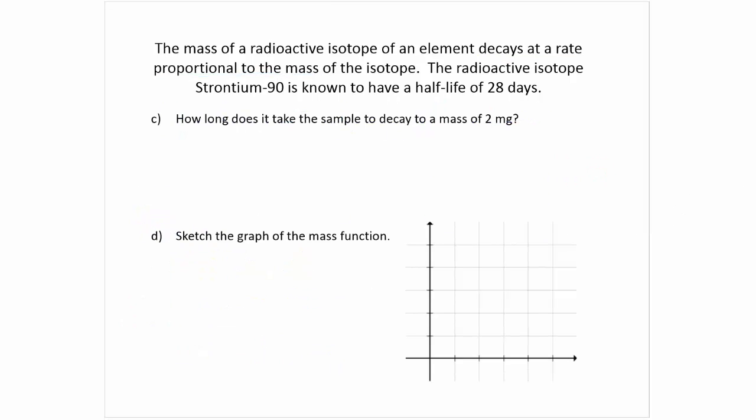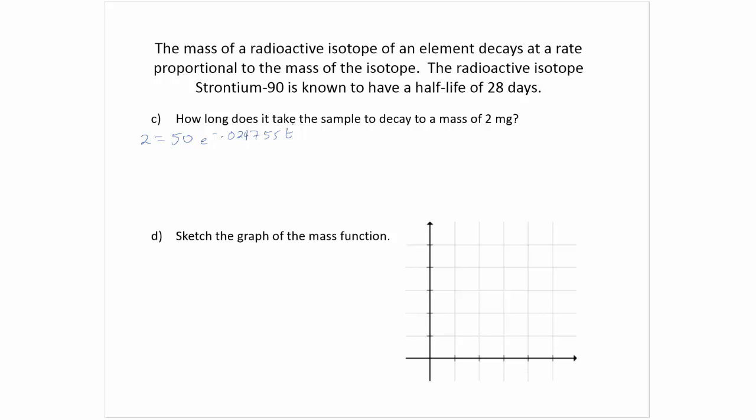How long does it take the sample to decay to a mass of 2 milligrams? All right, so we will substitute 2 for the output and solve for t, the input. So we're solving 2 equals 50 e to the negative 0.024755 t. We need to solve for t.